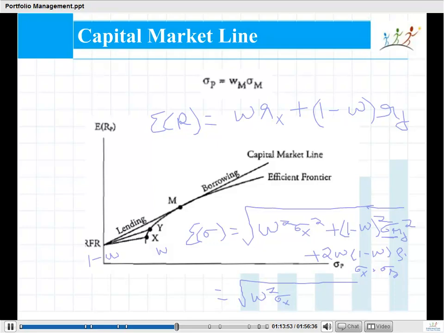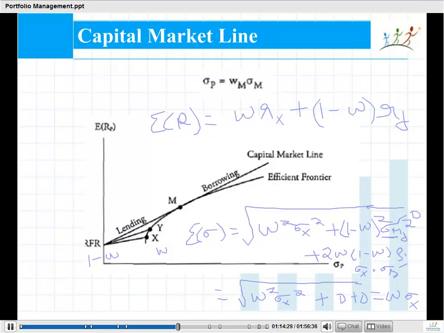Zero. So this term will become 0 because there is a multiplication with Rf. Even this term will become 0. So it will be Wx square sigma x square plus 0 plus 0. So the risk of the portfolio will simply be the weight of the risky security multiplied by the risk of the risky security.